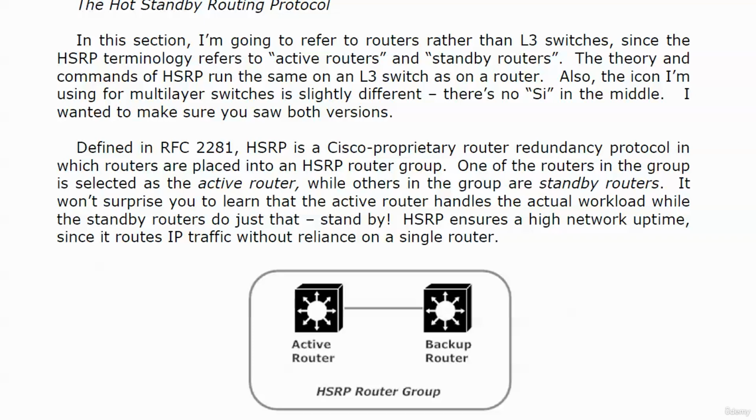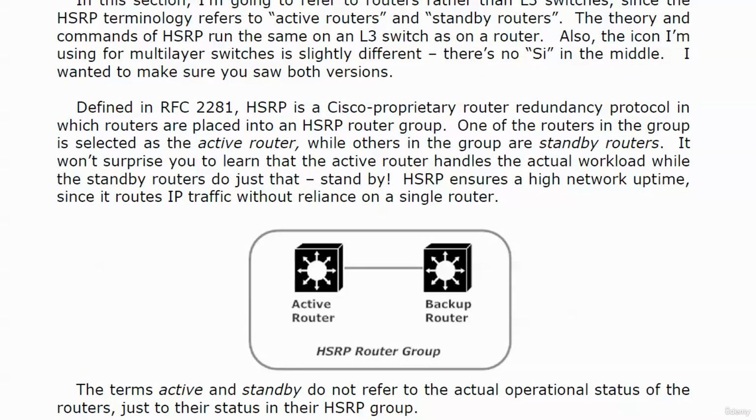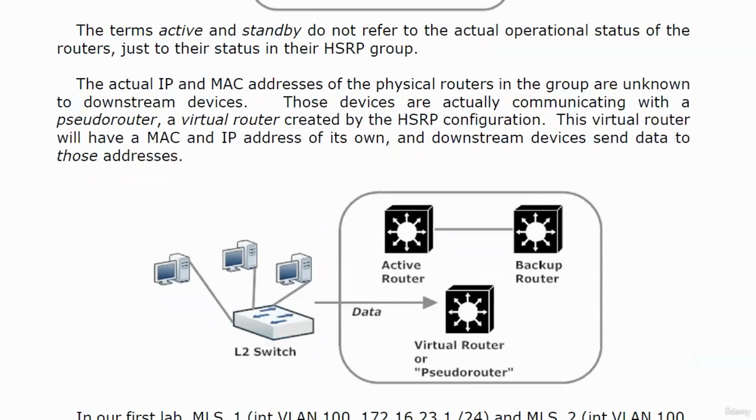Now, HSRP does ensure high network uptime because we are routing IP traffic without reliance on a single router. Also, just a quick note here, the terms active and standby don't refer to the actual operational status of the routers. The backup router, or the standby router, doesn't go into some kind of suspended state. It's ready to go. It's just referring to its status in the HSRP group.